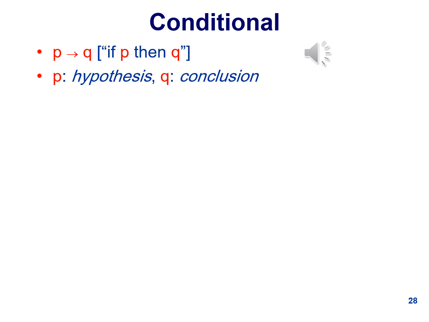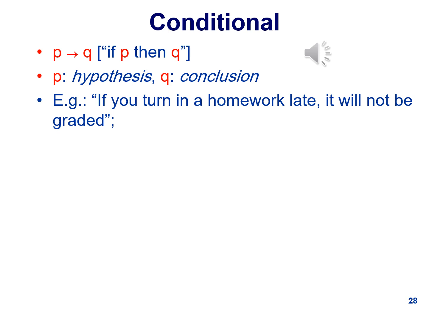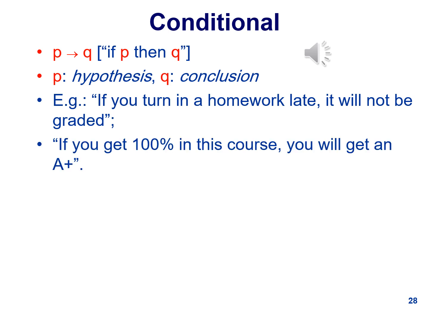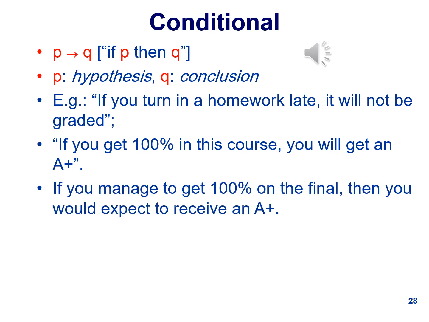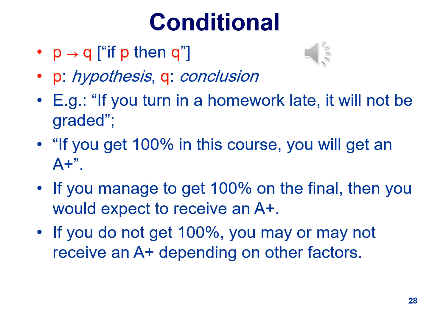To illustrate the conditional if P, then Q, P can be considered the hypothesis and Q can be considered the conclusion. For example, if you turn in a homework late, it will not be graded. If you get 100% in this course, you will get an A+. If you manage to get 100% on the final, then you would expect to receive an A+. If you do not get 100%, you may or may not receive an A+.